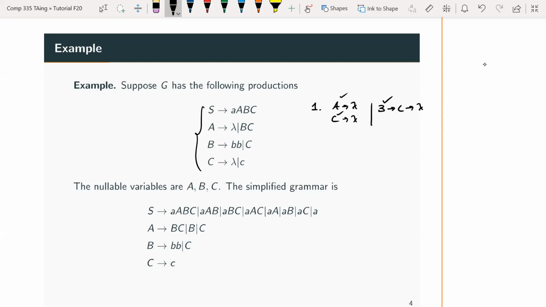Okay, just to make sure that everyone's on the same page, again, a nullable variable: if A is a variable, then it's nullable if you can, through one or more derivation rules, get to the lambda production, get to an empty string.